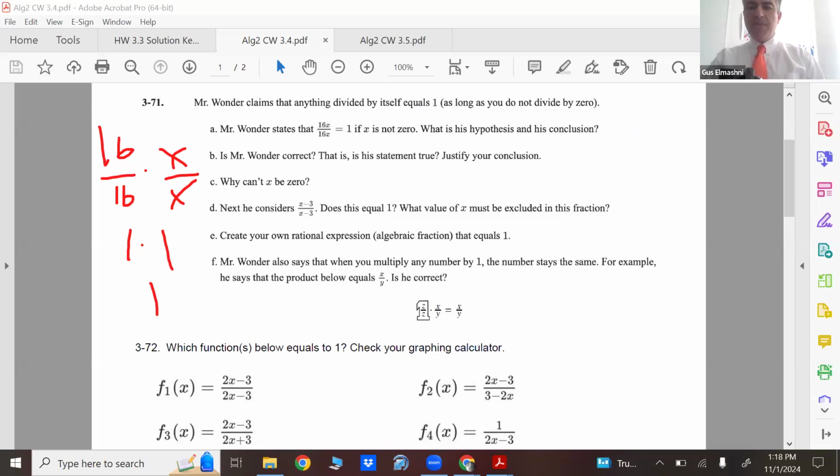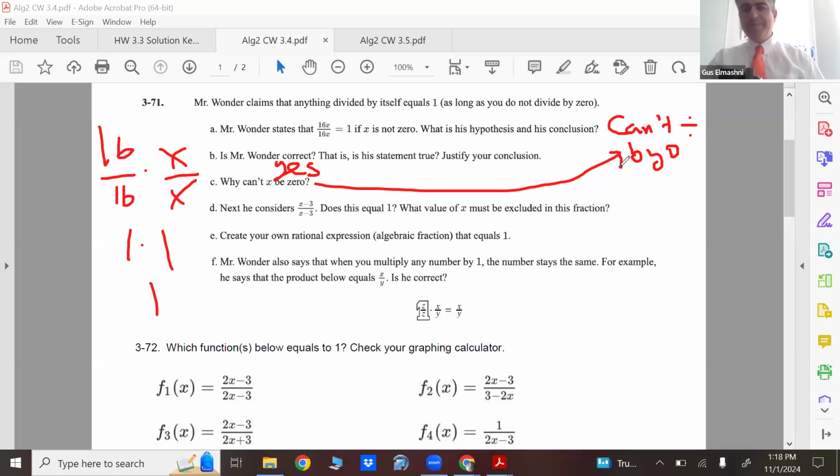What is this hypothesis? That they can't divide by 0. Is he correct? Yes. And y can't be 0? Why x can't be 0? Because you can't divide by 0. So it's kind of a lame question, to be honest. Of course it's 1, and of course the bottom can't be 0. We know that. Does that make sense? For parts A, B, C, they're all kind of intertwined. So that's all.